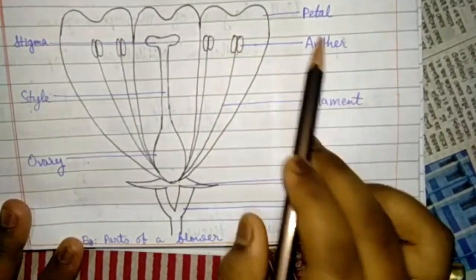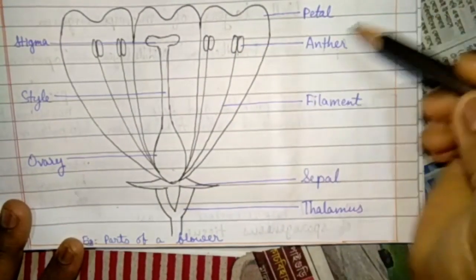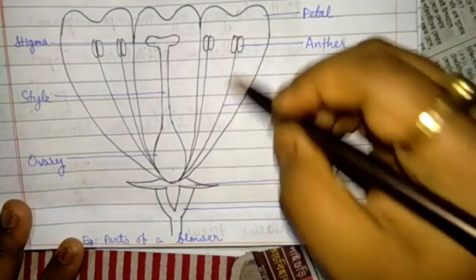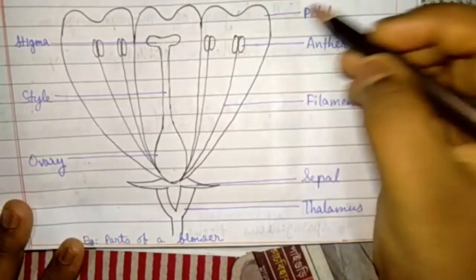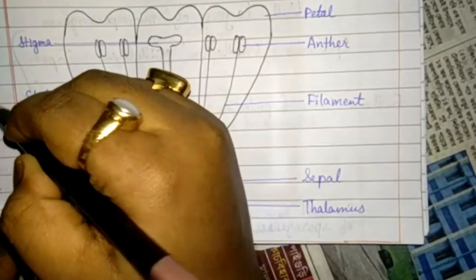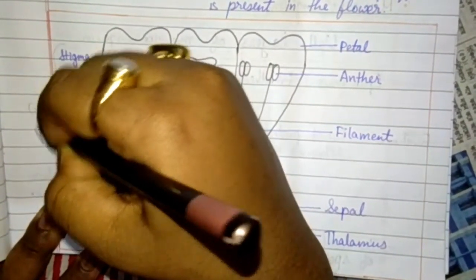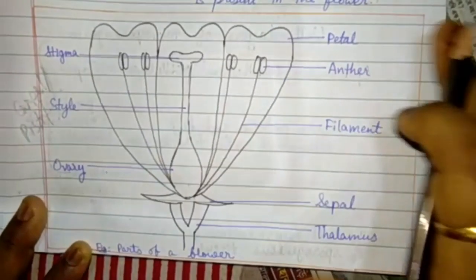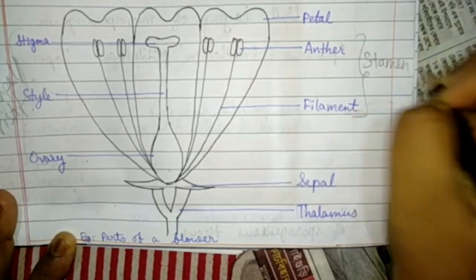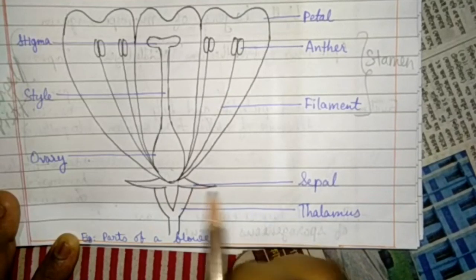Similarly, here the anther is the male reproductive part. Stamen is the male reproductive part, but the anther is the part where pollen grains, the male gametes, are produced, and the filament is a long stalk which attaches the anther to the flower. So stigma, style and ovary, these three together are called carpel or pistil, which is the female reproductive part. Here anther and filament together are called stamen, the male reproductive part in a flower. Other than that, here are the petals of the flower and the sepals.